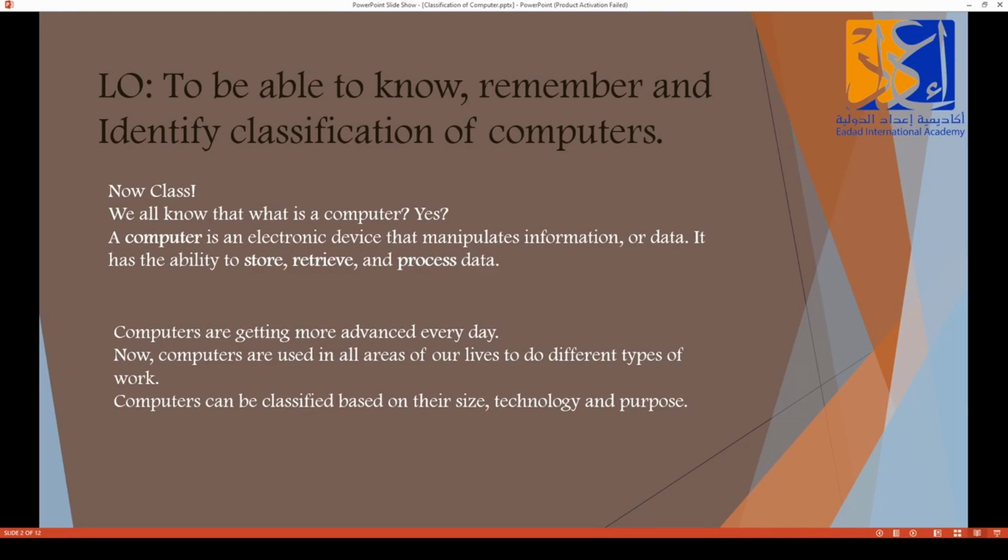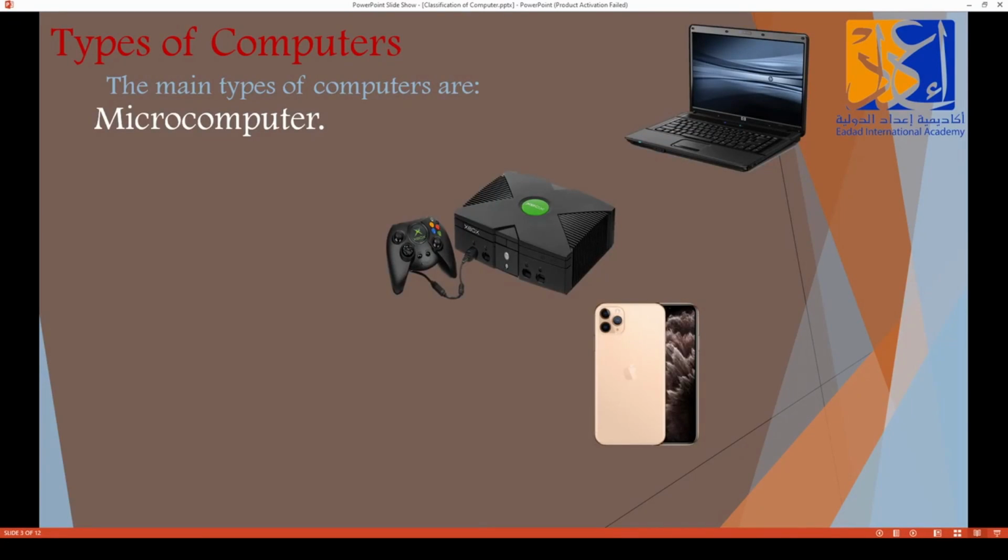Now computers are classified based on their size, technology, and purpose. Let's study types of computers. The main types of computers are microcomputers. Now I can see three pictures with it. Not only laptop, microcomputers also include desktop computers, notebooks, tablet PCs, smartphones, everything is included in microcomputers. Microcomputers are also known as PC, that's personal computers.